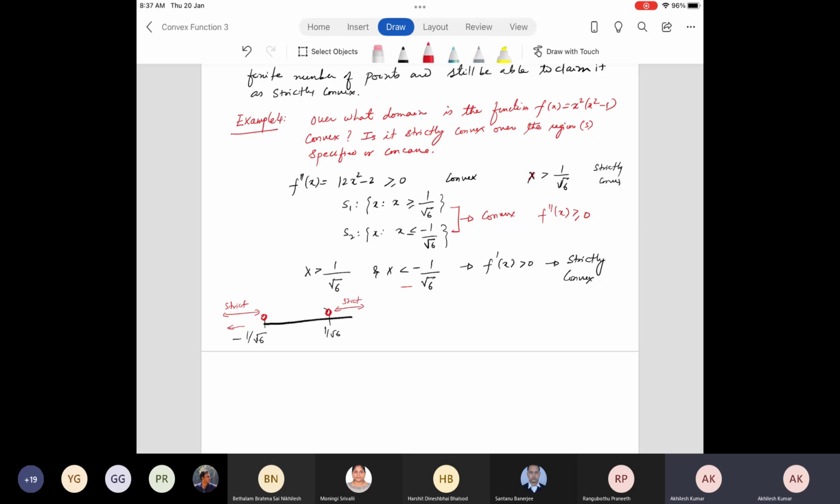So actually it is not just one point or a finite number of points. Between minus 1 by root 6 and 1 by root 6, how many points are possible? Infinite points. So we cannot conclude that it is strictly convex over the complete region. What we can only conclude is that it is strictly convex in this one and convex on this part. Does that make sense, the importance of that theorem now? Yes, sir. You have to keep in mind finite number of points, or countably finite, not only finite, countably finite.